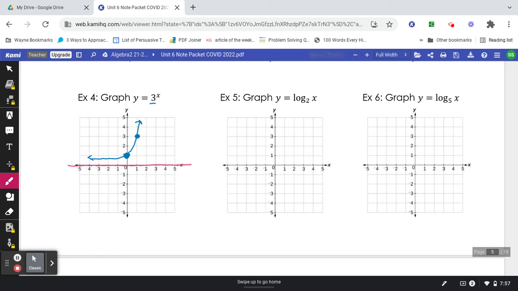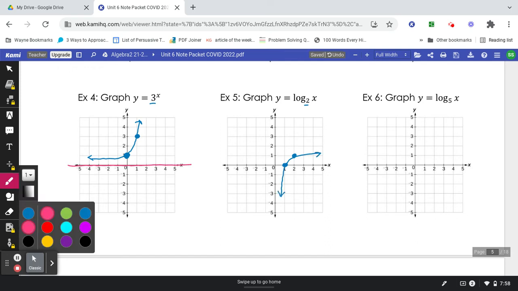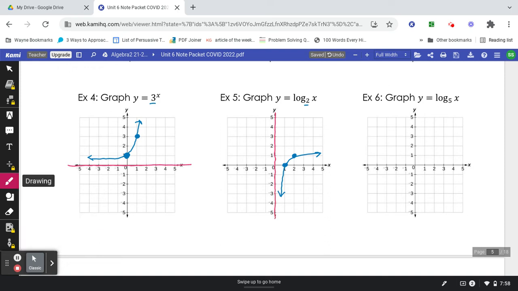Example 5 is a log problem. Log problems always start with the point (1, 0). Then the next point is whatever the base is, followed by 1. So the base is 2. We plot the point (2, 1). Vertical line straight down the middle at 0.